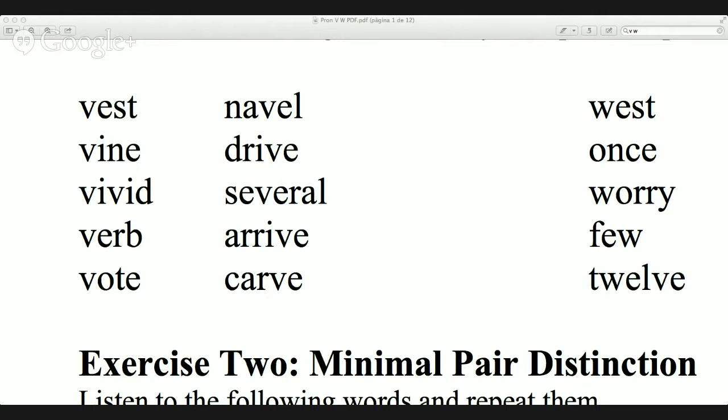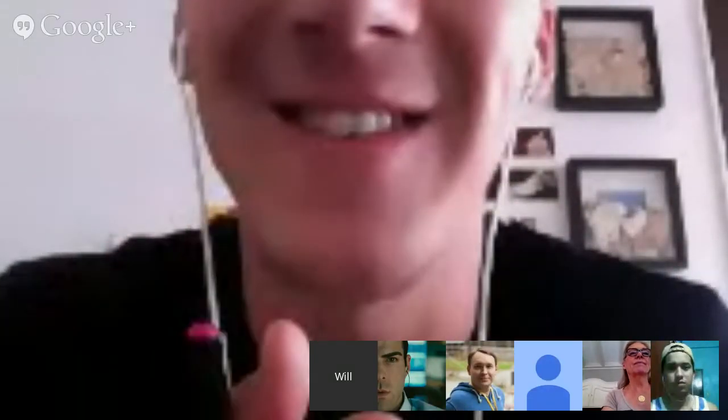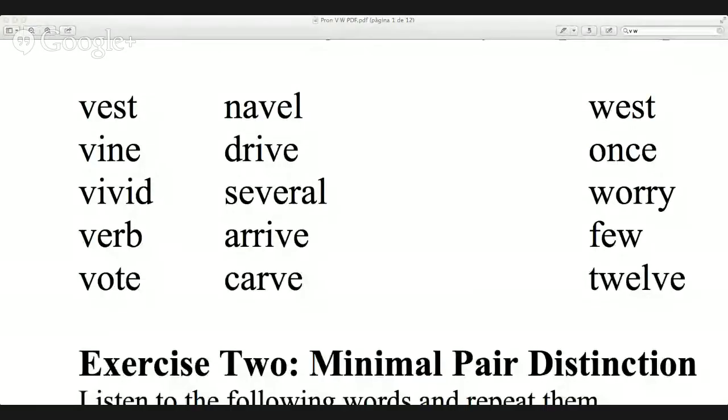And so for this first one, you want your teeth here. So vest. Can I hear you say best, vest? Very good. And who's next? Pavel. Vest, navel. And Peter. Vest, navel. Perfect. All right, let's get these done quickly. Vine, drive, Albus.